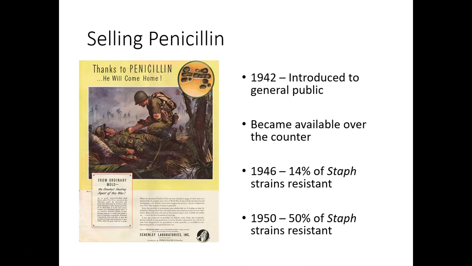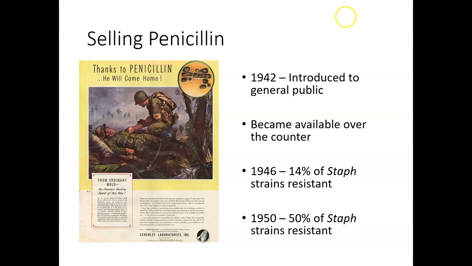So a great example of a real-life story about an antibiotic becoming no longer effective against bacteria is penicillin. As I stated before, penicillin was discovered from mold and had a really amazing impact on bacterial growth. It was super effective. And it was used in the war to prevent infections. In 1942, penicillin was introduced to the general public, and then it became available over the counter. So everyone had access to penicillin, and they were using it to treat all kinds of infections.